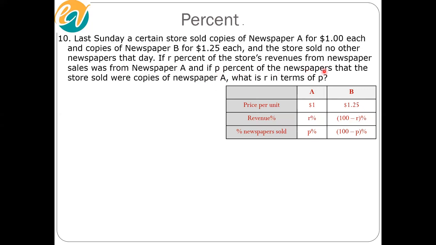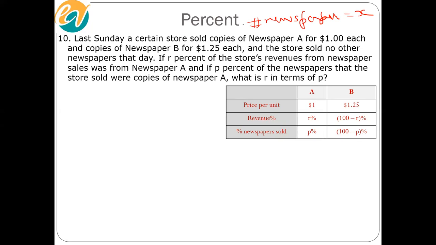Similarly, P percent of the newspapers that the store sold were copies of newspaper A. So P percent were copies of newspaper A, which means the remaining 100 minus P percent were copies of newspaper B, right? So now let us assume that the total number of newspapers that the store sold was X, let's say.